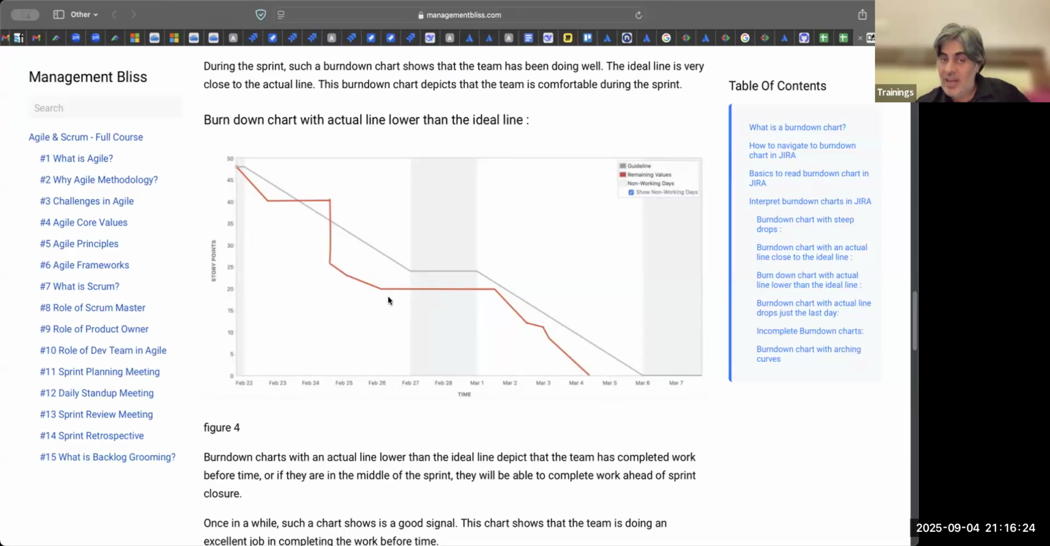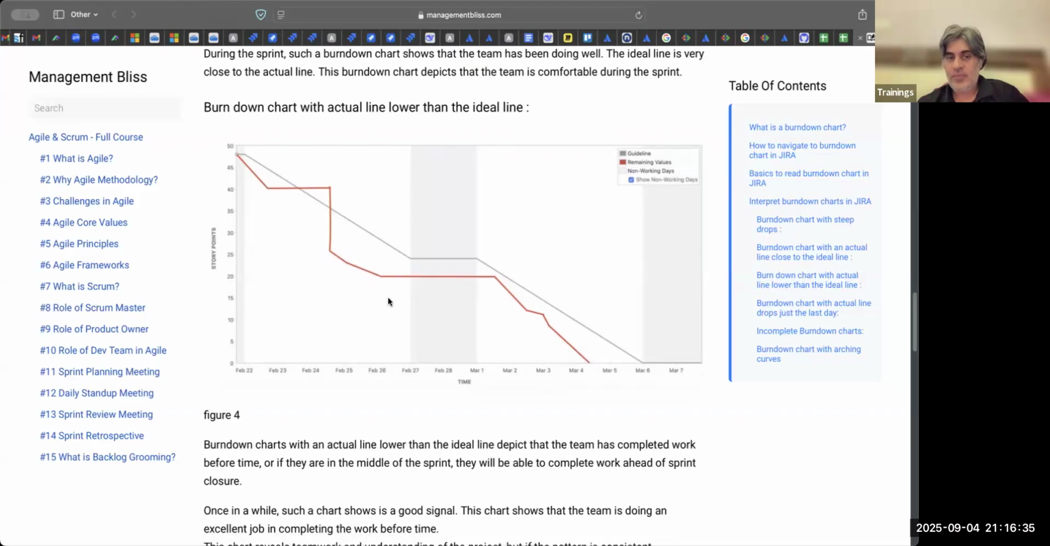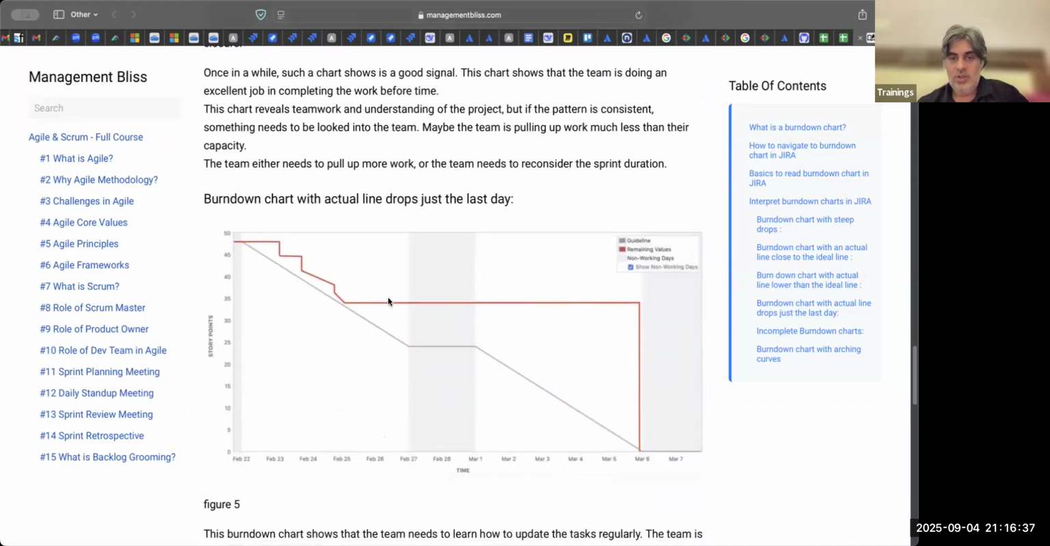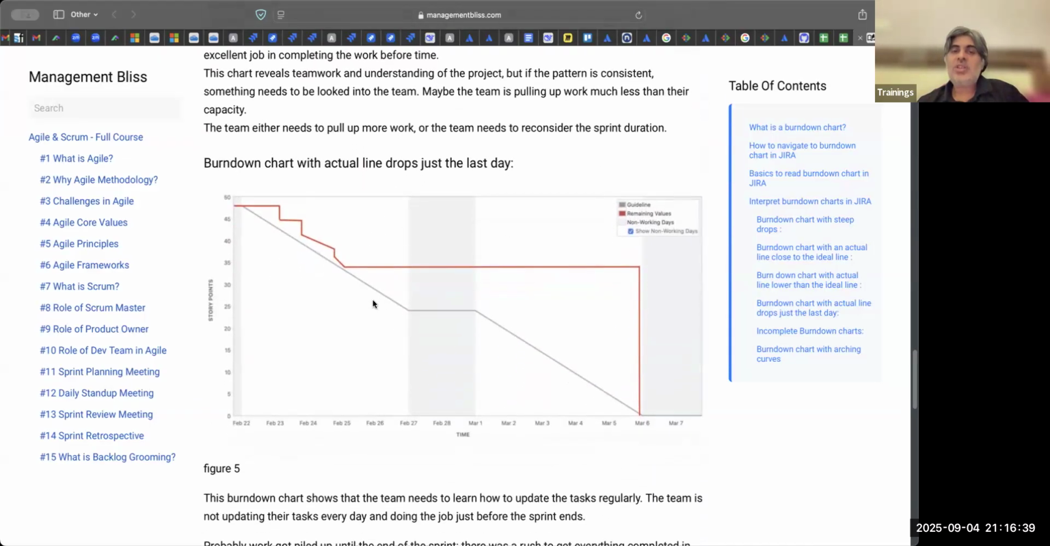So if the trend is like this, they are able to complete their work early in every sprint, which means they are not taking work as per their full capacity. Then let's look at this. This is a chart which you will see very common in a lot of bad organizations, or teams that are not performing well. Even if the teams are performing well, sometimes you can see this.